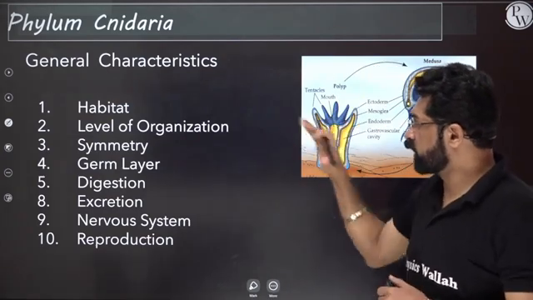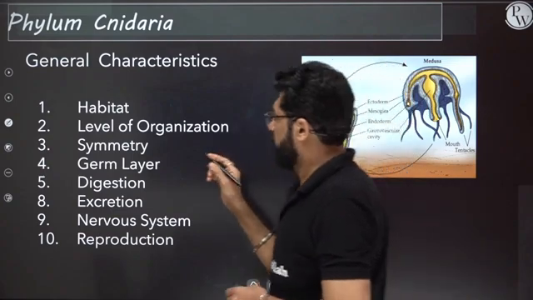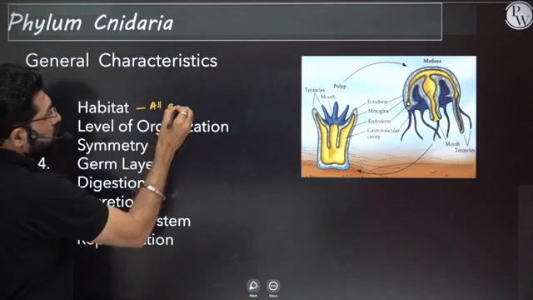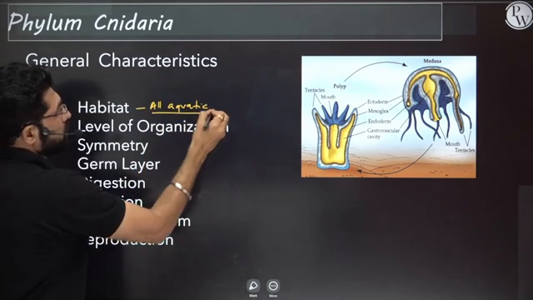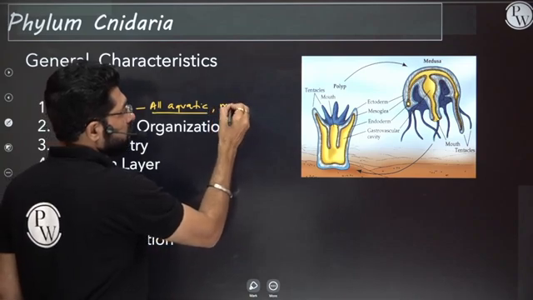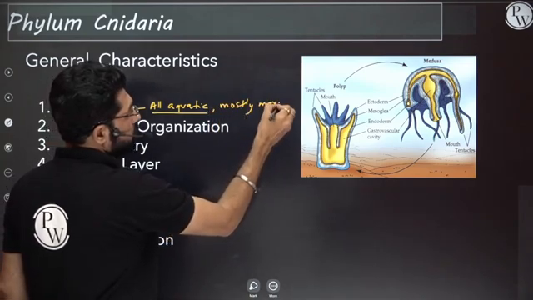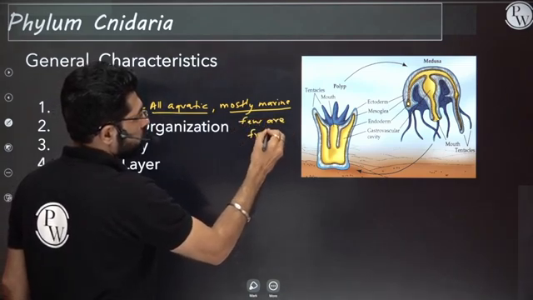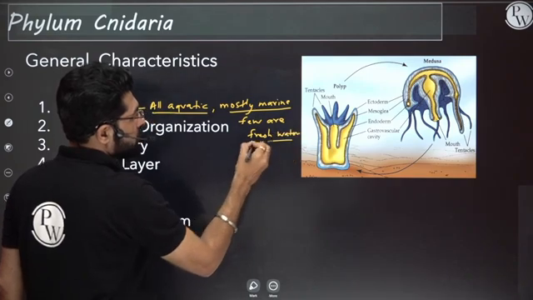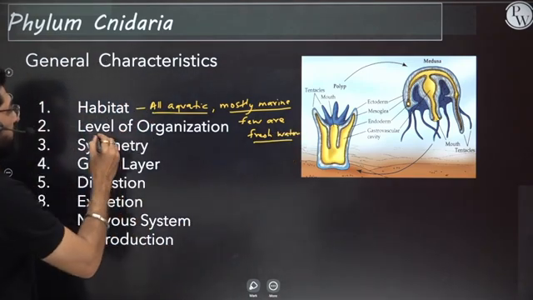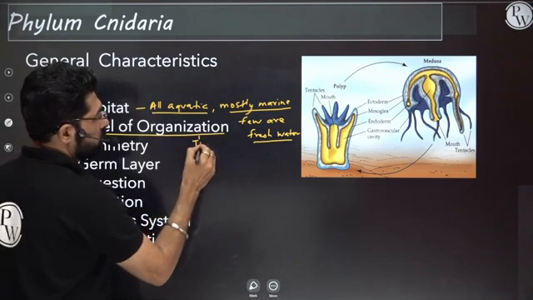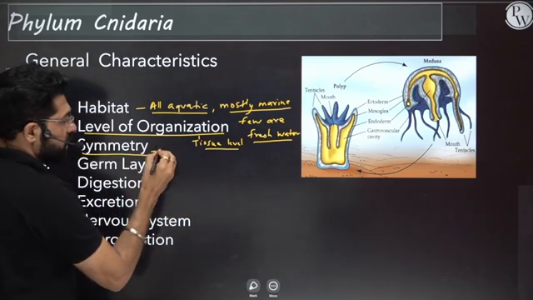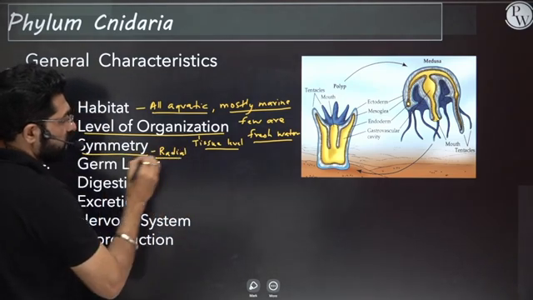Now some general characters we'll talk about. That is habitat. If you see, all are aquatic again. They are mainly marine. Mostly they are marine. Few are freshwater, like Hydra. Just now I told you. Level of organization is tissue level. Tissue level of organization. Symmetry is radial symmetry here. So you have radial symmetry.